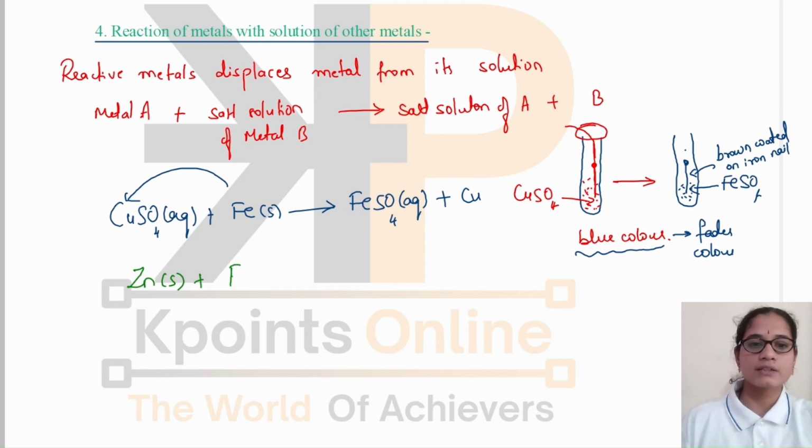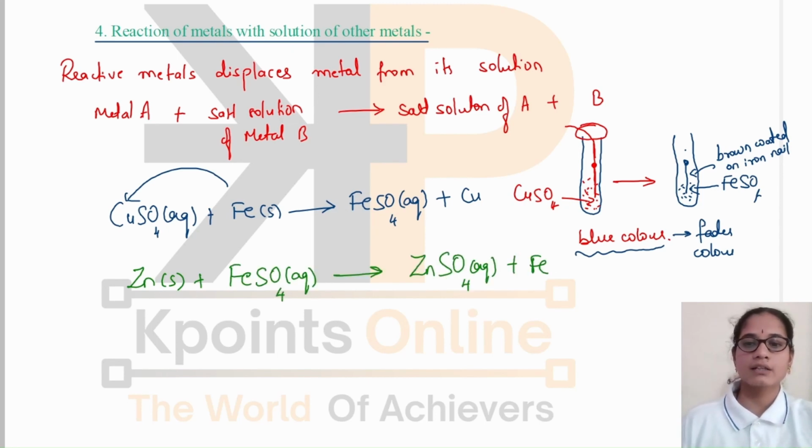Zinc reacts with iron sulfate solution to form zinc sulfate and iron. Why is this compound formed? Because zinc is more reactive than iron. It displaces iron from its solution to form zinc sulfate and iron.